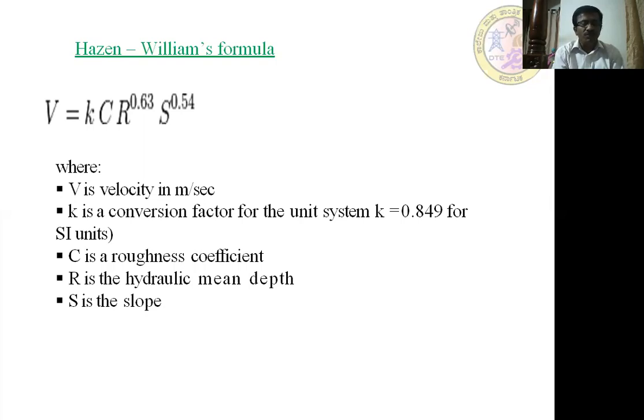C is the roughness coefficient. Once again, it depends upon the parameters: material, roughness, age, smoothness, and all these things. R is the hydraulic mean depth, meaning A by P. S is the slope, in terms of gradient, 1 in 100, and all these things. Once again, the value of C depends upon the type of the materials and all these things.